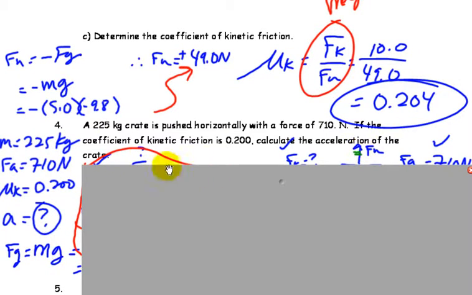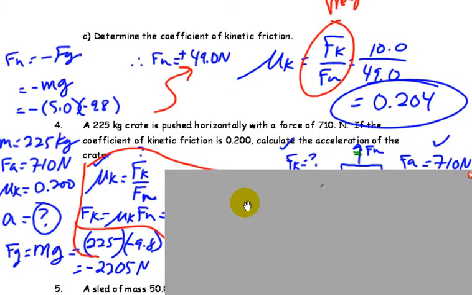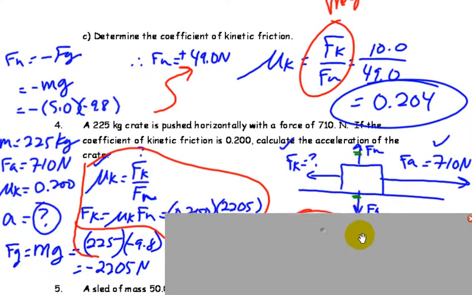So if we take a look at what we have, we know the mass, we know the applied force, we know the kinetic friction coefficient. We're looking for a. So first of all, if we know the coefficient of kinetic friction, we should be able to figure out the friction force. So the only other piece of information we don't know is the normal force. It's a block that's horizontal.